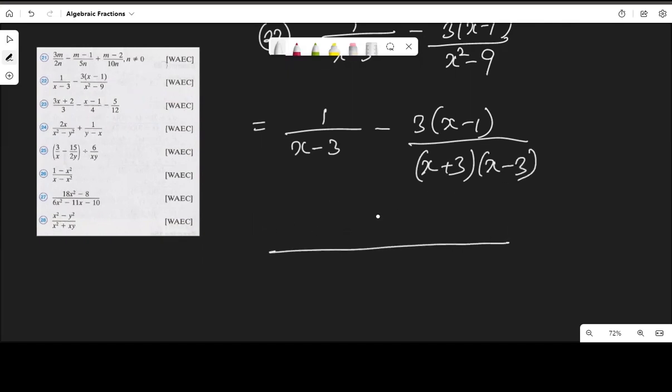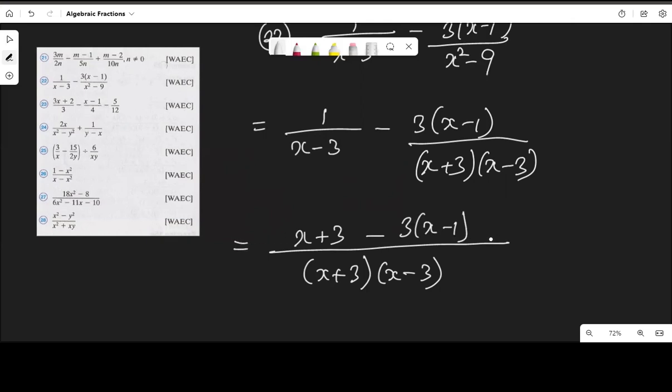So now, looking for the LCM of this and this, the LCM of x minus 3 and this x plus 3 and x minus 3 should be x plus 3 and x minus 3. So that when I divide this by this, x minus 3 will be gone. I'll be left with only x plus 3 multiplied by 1. So I'll have x plus 3 here, and minus x plus 3 times x minus 3 divided by this will be 1. And 1 multiplied by this, I have 3 times x minus 1.